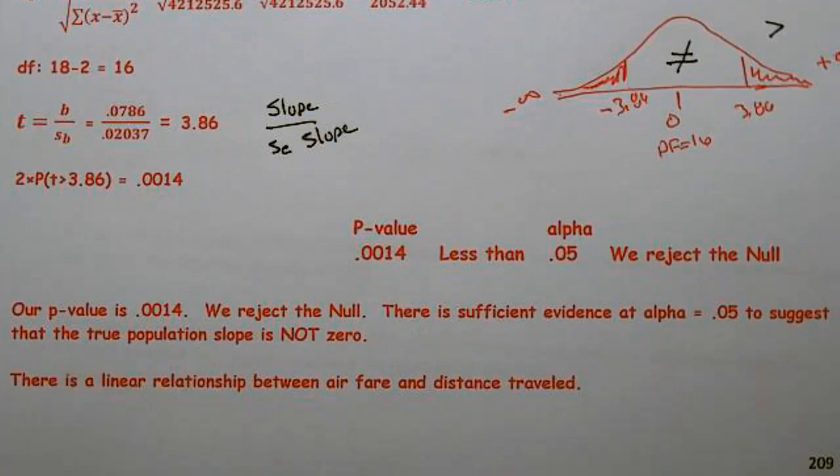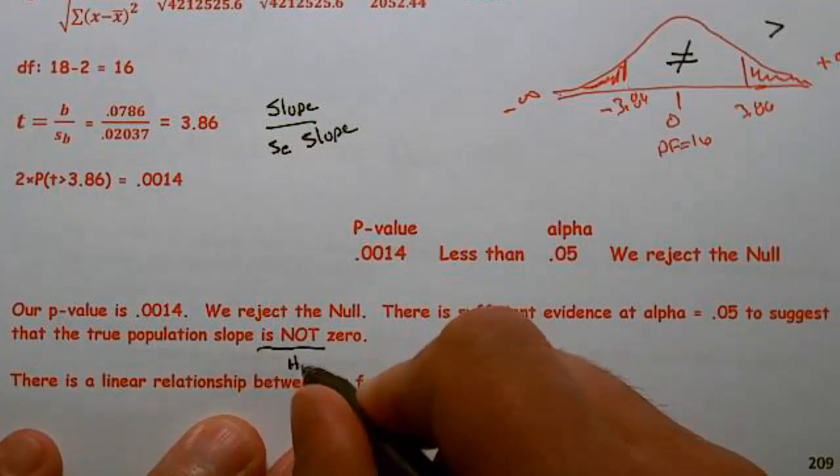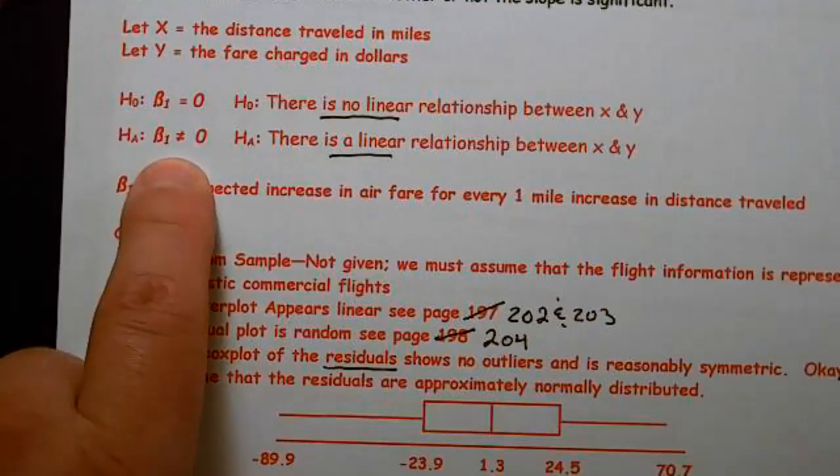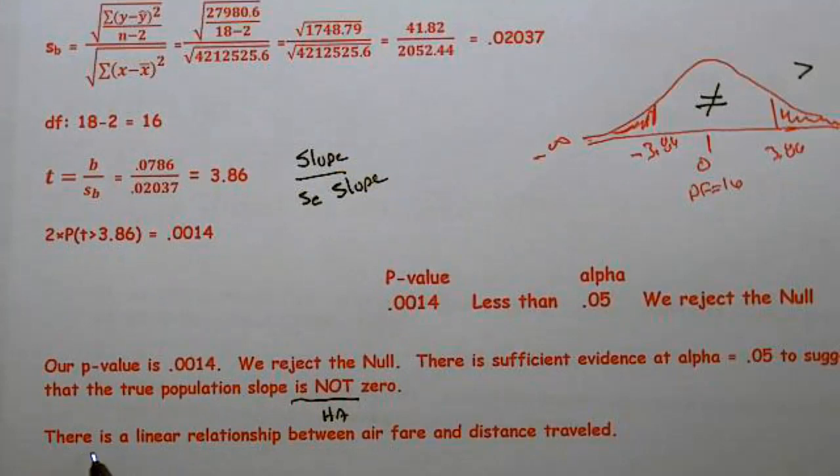We just restated things. Then right here, we're restating the HA because it is not 0. So then I simplify it. This is my simplified conclusion.